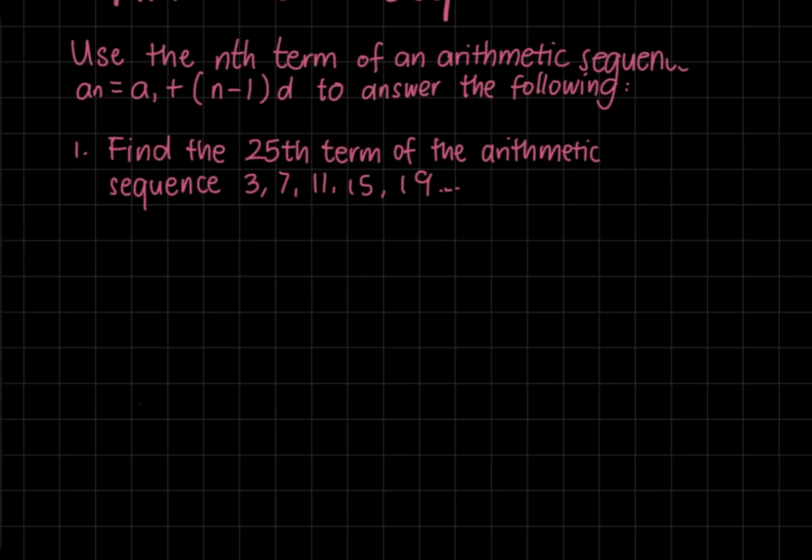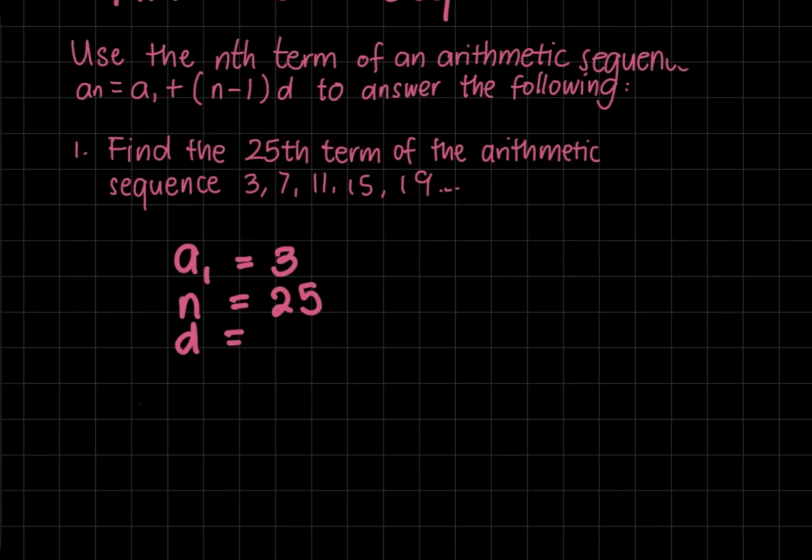So, we have the formula, right? So, we have a sub 1, which is the first term of the sequence, and that is 3. And then n is again the position we want, which is 25, or we want the 25th term. And then letter d is the common difference.